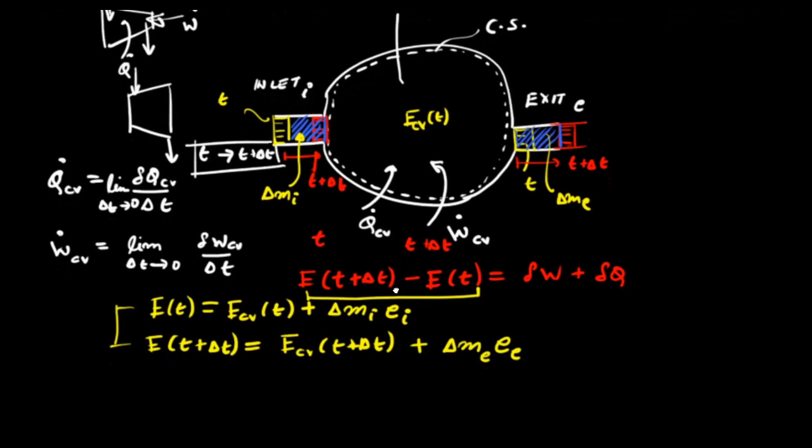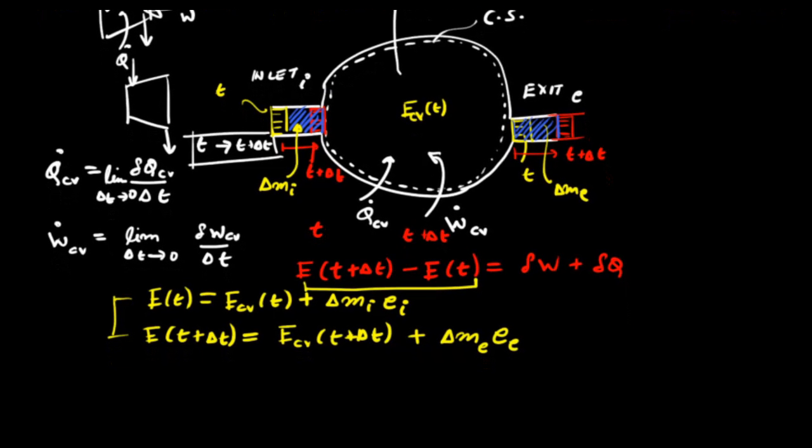Now let's look at the work that is done on the system while transforming this control mass from time t to t plus delta t. So the work done, delta W, has two contributions. One is the work that is done on the control volume, this part, over time t to t plus delta t. And the second contribution is due to flow work.